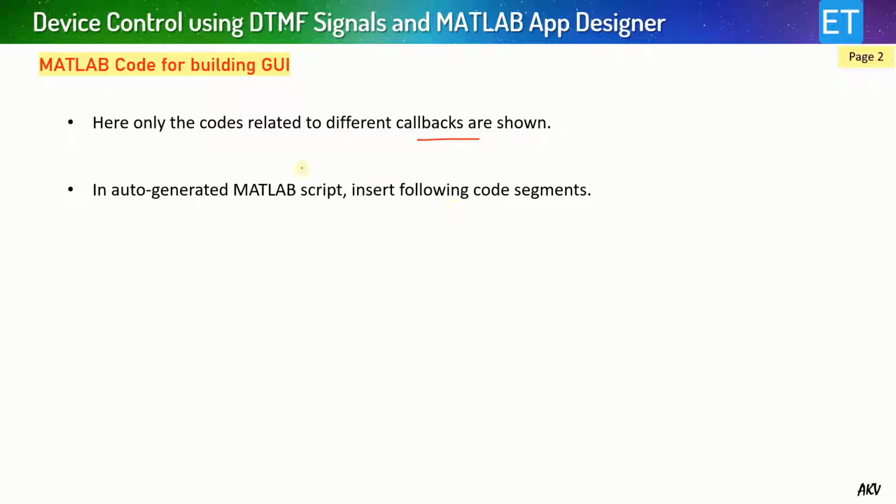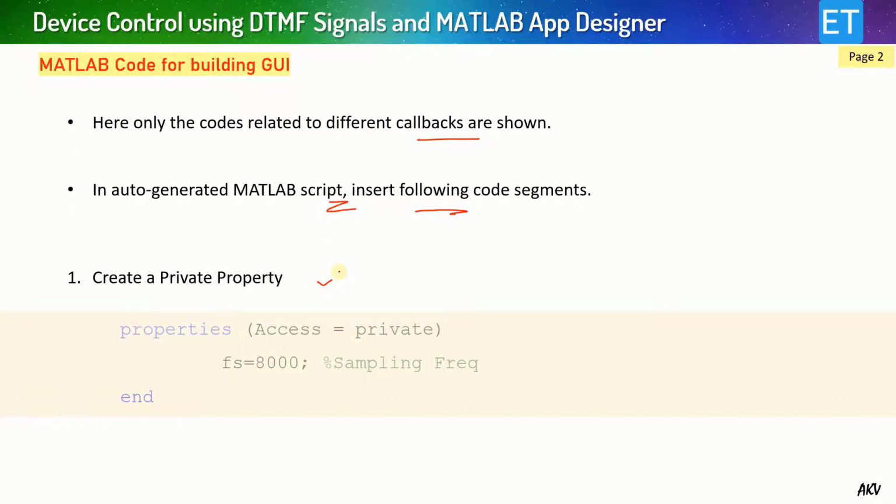So in the auto-generated MATLAB script, just insert the following code segments which I'm going to cover. So first, what you have to do, you have to create a private property like this. So you just insert this piece of code in the auto-generated MATLAB script. So that is a properties block which is of private nature.